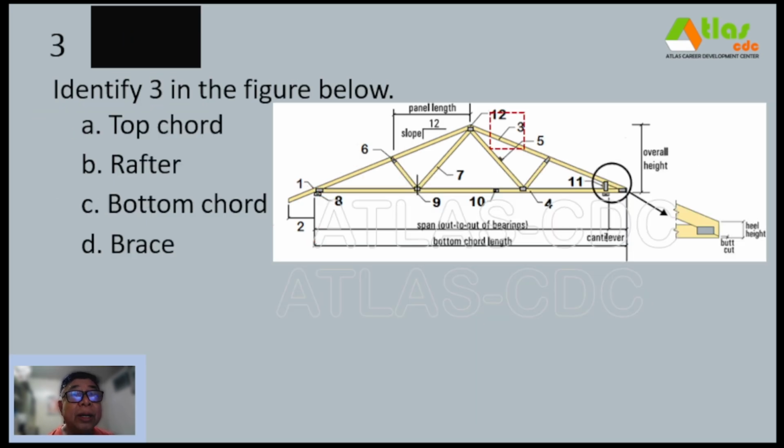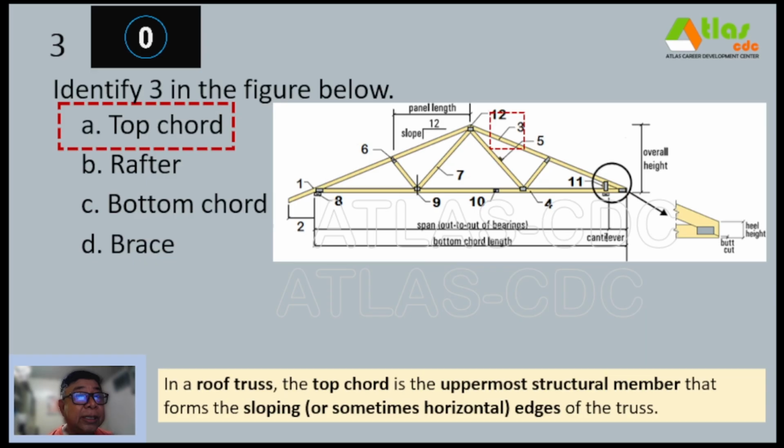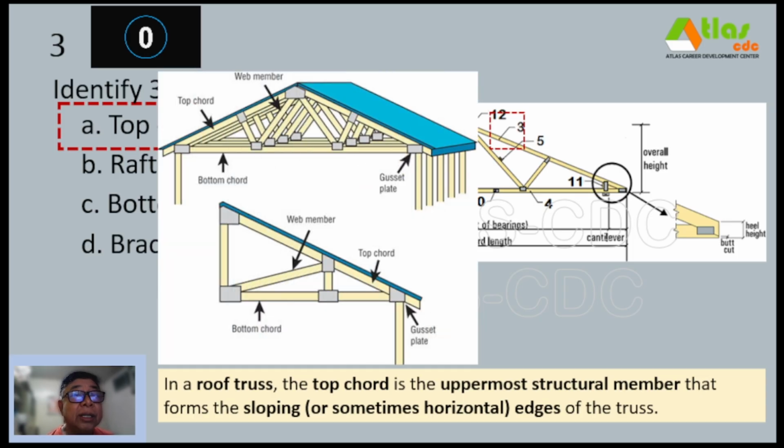Number 3, identify number 3 in the figure below. A, top cord. B, rafter. C, bottom cord. And D, brace. And our correct answer is letter A, top cord. So in a roof truss, the top cord is the uppermost structural member that forms the sloping or sometimes horizontal edges of the truss. So that is the top cord.